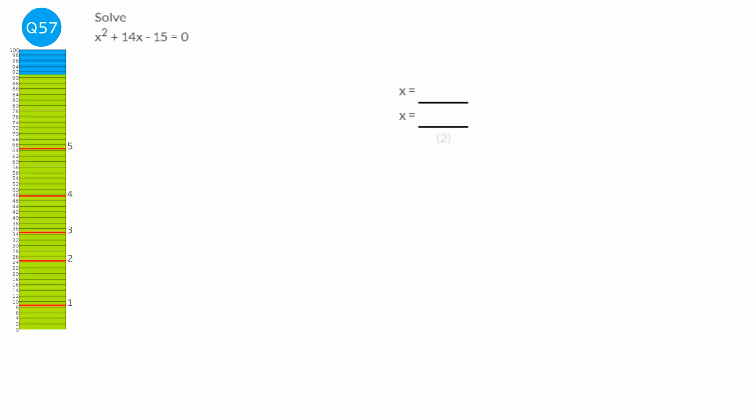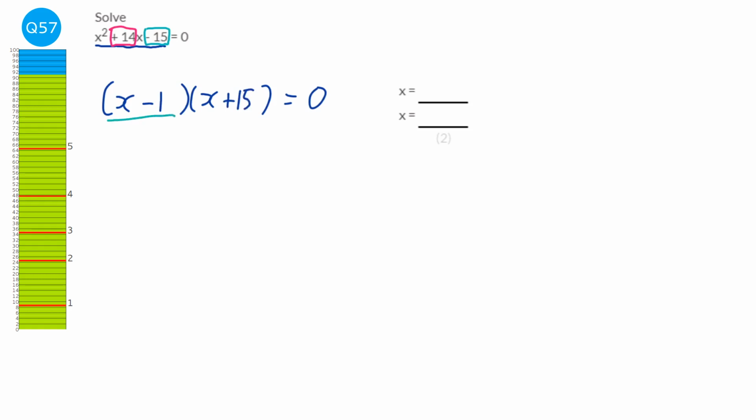First thing we need to do is factorise this quadratic here. So we put down 2 sets of brackets with an x at the start of each of the brackets, and we've got to find two numbers that multiply together to make minus 15 and add together to make 14. So thinking about it, it's going to be minus 1 and 15. That works for both of them, yep.